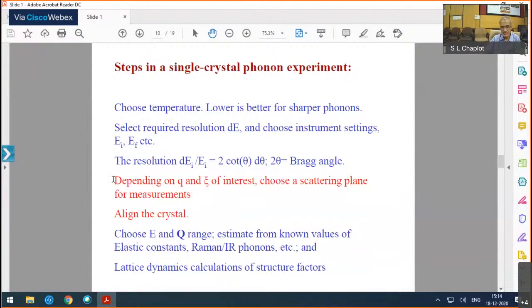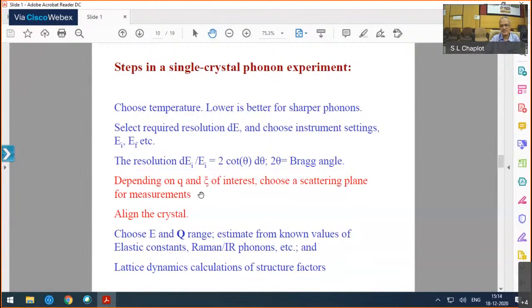Now, the next issues depend on the neutron wave vector, the phonon wave vector and the phonon displacement vector, or phonon eigenvector. There are various names. You can call it phonon polarization vector or phonon eigenvector. Essentially, it gives you the displacements of atoms during a vibration. So, depending on Q and the eigenvector, one has to choose a scattering plane for measurements. Now, what does this mean?